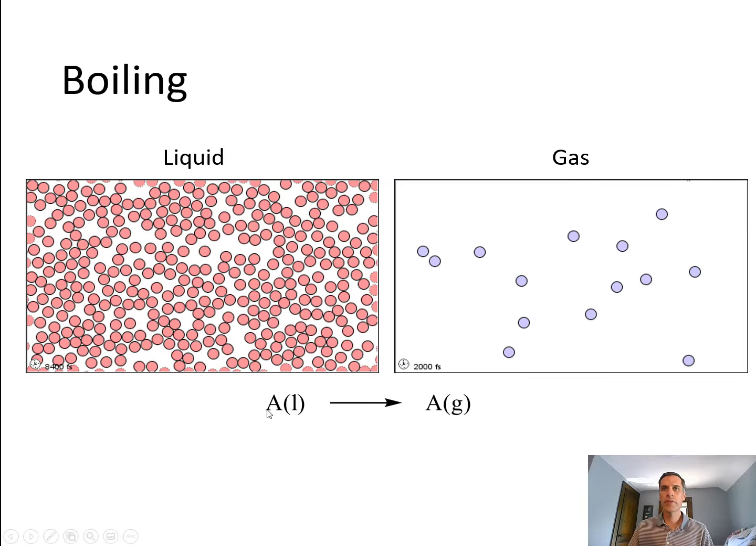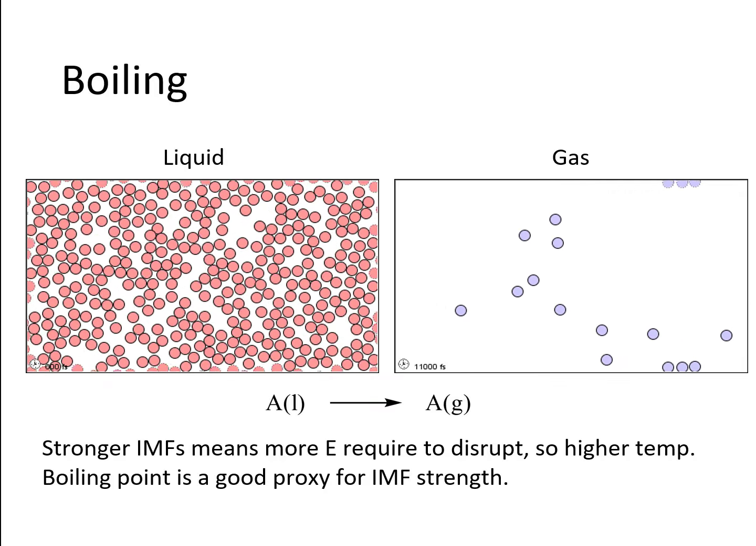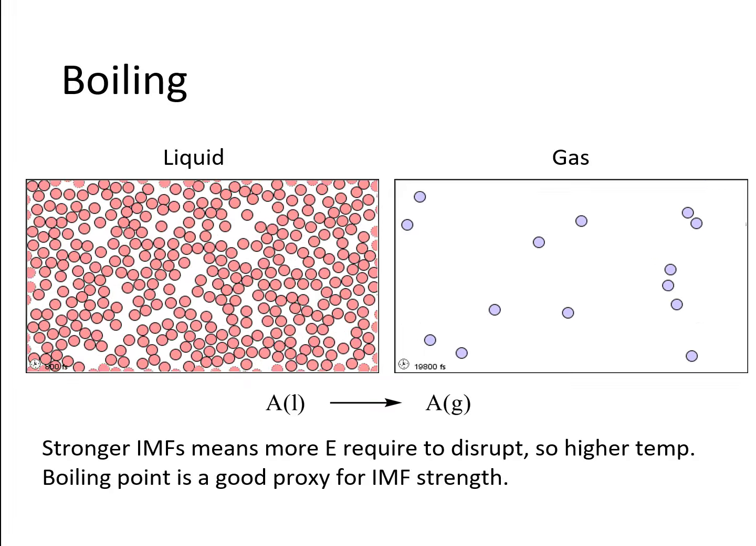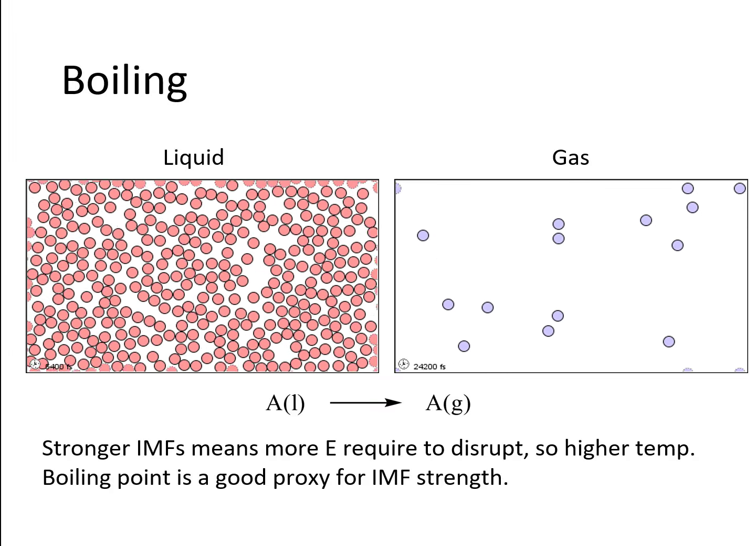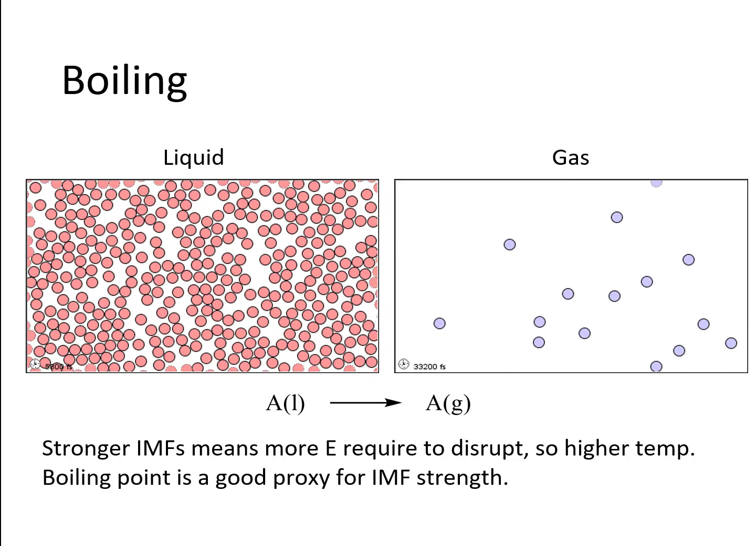And so when we go from the liquid to a gas, we've often talked about that in terms of boiling, right? That means that boiling point is actually a pretty good proxy for intermolecular force strength, right? Because the more energy that's required to overcome those intermolecular forces, the higher the boiling point is going to be. Well, that's what we've talked about so far.